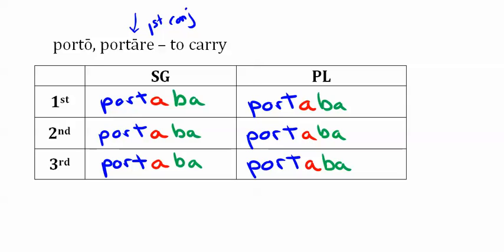So I'm going to come back in here with one final color, adding those personal endings. So we get portabam, portabas, portabat, portabamus, portabatis, and portabant. I was carrying, you were carrying, he, she, or it was carrying. And then in the plural, we were carrying, you all were carrying, and they were carrying. So that is the imperfect tense for a first conjugation verb. They will all follow this pattern.